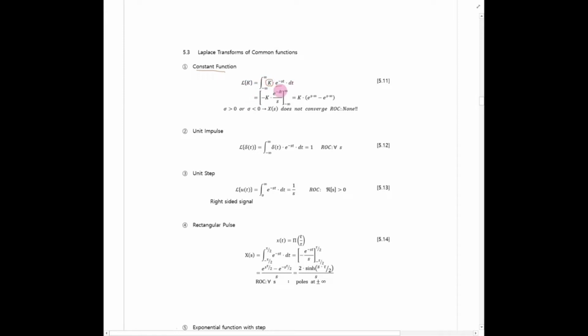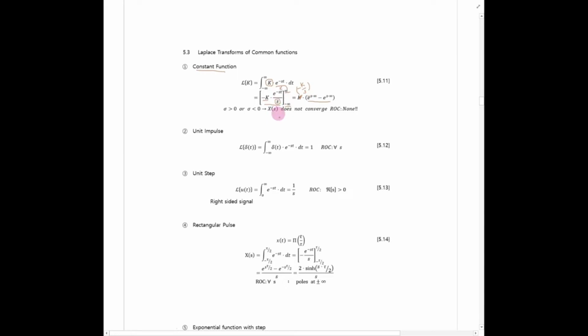By taking the integration, it gives minus k over s times e to the minus st, with the integration range from minus infinity to infinity. Then if we apply t to infinity or minus infinity, first applying infinity here, there is a typo. This should be minus k over s. That's the spot. Minus k over s is given here. And by applying infinity here, s times minus infinity, and the minus infinity will give these expressions.